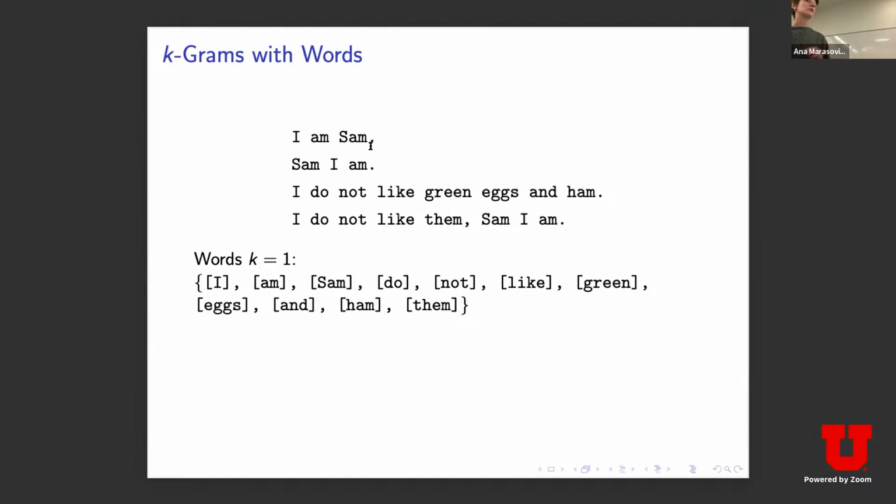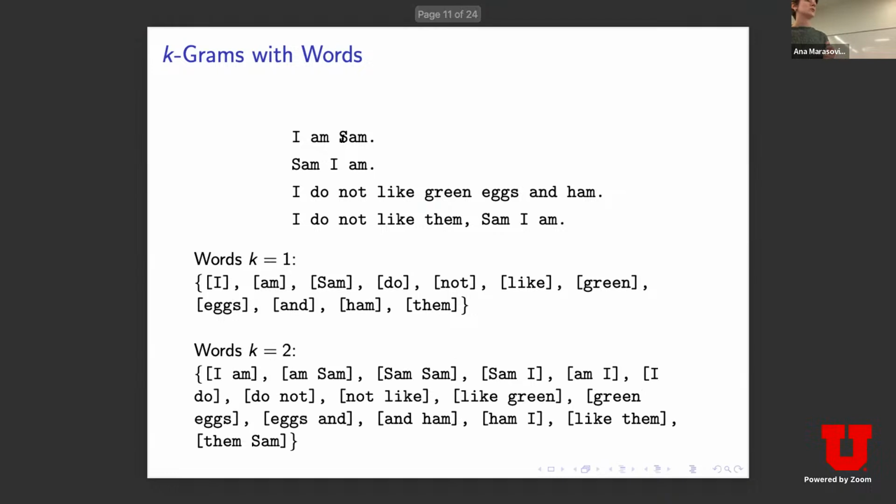And if we have k equals 1, that means give me single words in this collection of sentences. So we have I, am, Sam, and so on. However, we could have requested 2-grams, which would mean to take a sequence of 2 words. So we would have I am, am Sam, Sam Sam, Sam I, I do, do not, and so on.